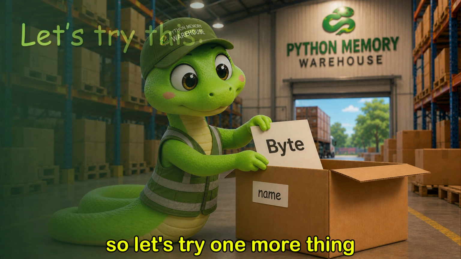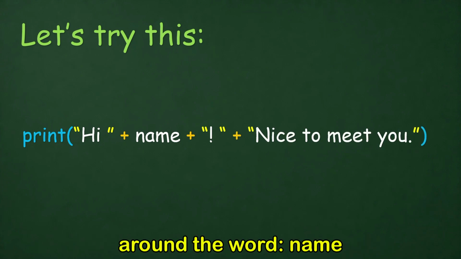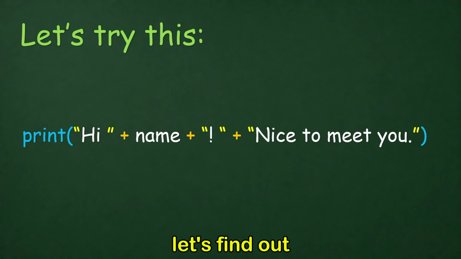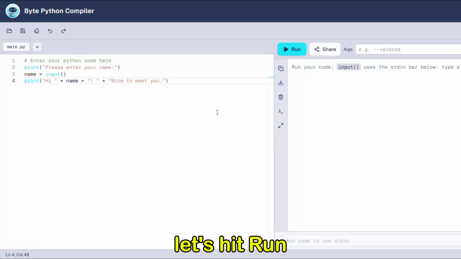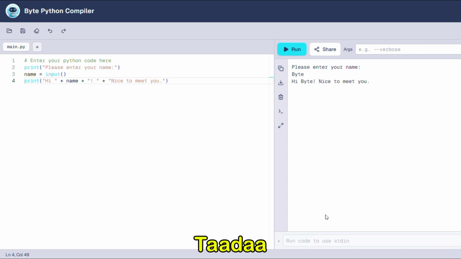So, let's try one more thing. Let's remove the quotation marks around the word name like this. Do you think it will work? Let's find out. Let's hit run. Please enter your name. Let's write Byte and hit enter. And ta-da! Now Python says, "Hi Byte, nice to meet you."